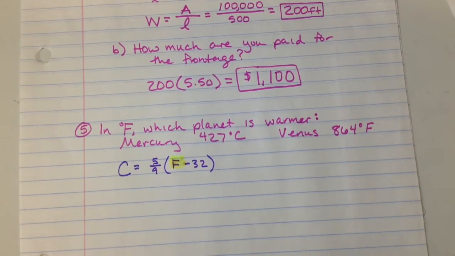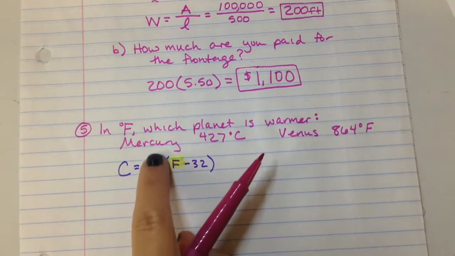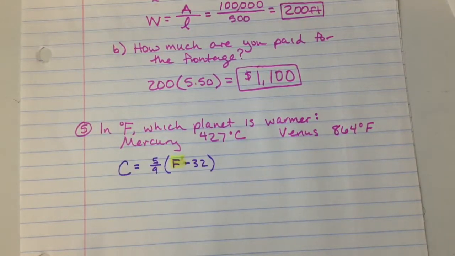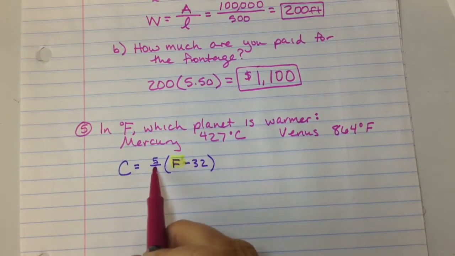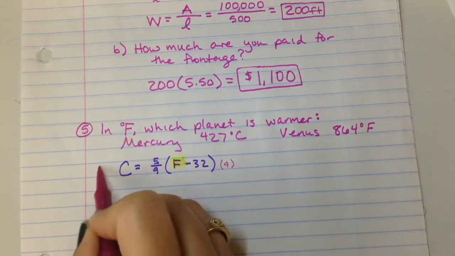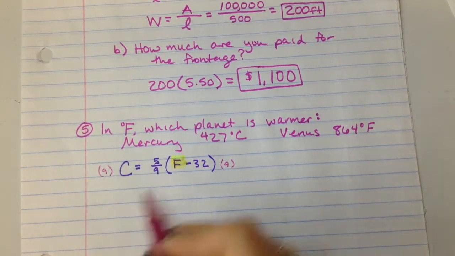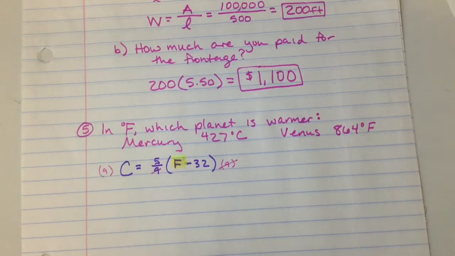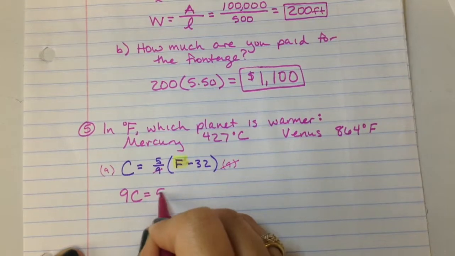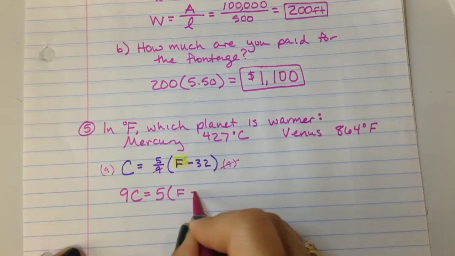First thing I want to do is get rid of this division problem, this fraction in front of my parentheses. Take it piece by piece. To get rid of division, like the bottom of the fraction, we would multiply by that number. So I'm going to multiply both sides by 9. This would cross out the number in the bottom. I'd be left with 9C is equal to 5 times (F minus 32).